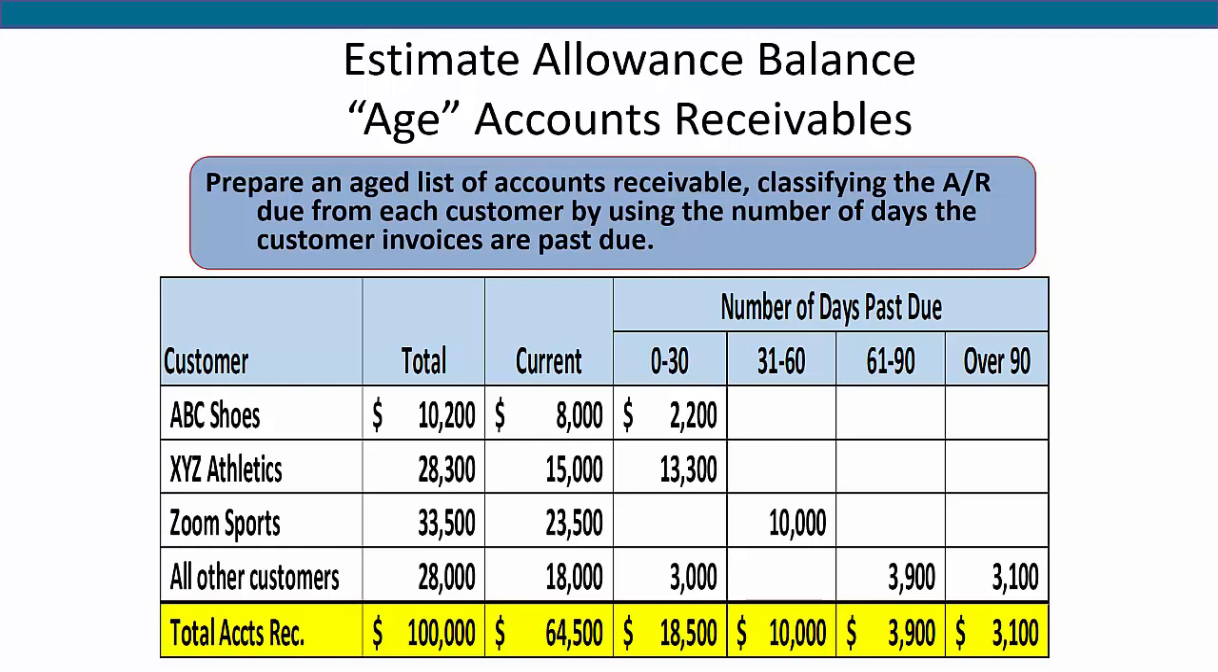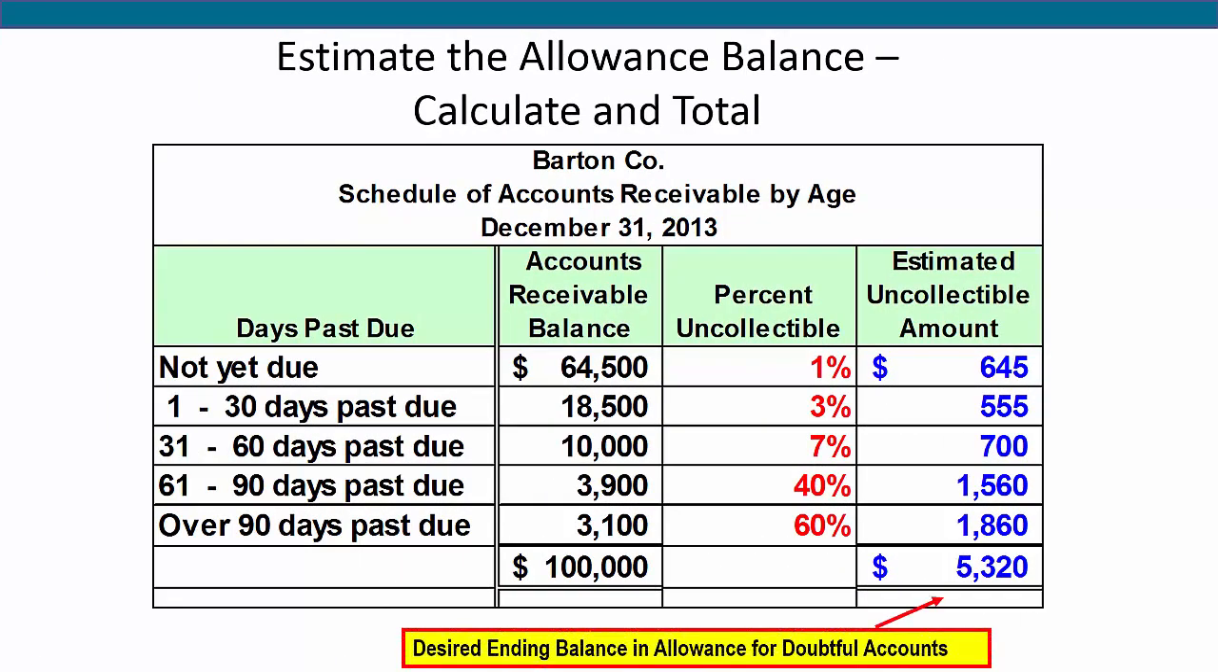Which of these categories has the highest risk of being uncollectible? Well, you're right. It's the amounts past due for more than 90 days. After the amounts are totaled, management estimates what percentage of the account is uncollectible. The totals for each age group are then multiplied by the estimated percentage of uncollectible accounts for each classification. The percentages used are regularly reviewed to reflect changes in the company and in the economy.